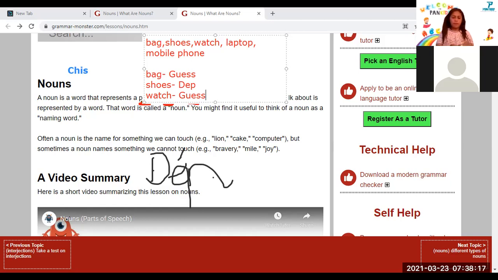Look at this one. I have a watch. Here, I have a watch. That's Guess. Guess. Oh, Guess. Yeah, okay, Guess. That's Guess. Here, the watch of the teacher. Can you see the watch? The name. Okay, next.